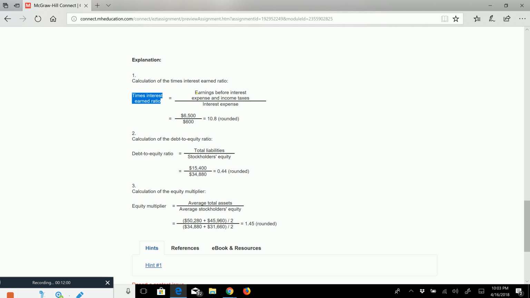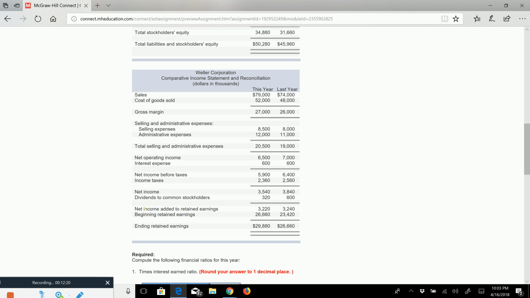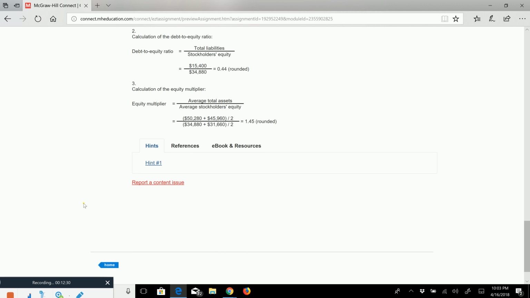The numerator, you're going to get right from the income statement. It's going to be a subtotal called earnings before interest and taxes. EBIT. EBIT is what it's called. And EBIT is a subtotal that you're going to see on the income statement. I will show it to you here. Where is it? Income before, here it is, $6,500, $7,000 last year. All right, so we come down here.